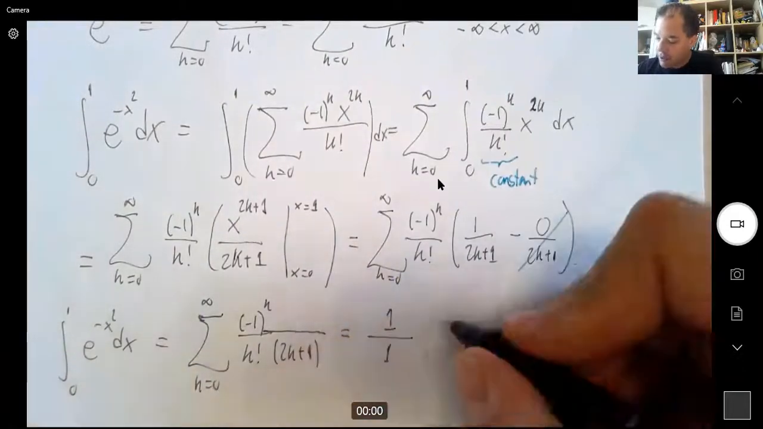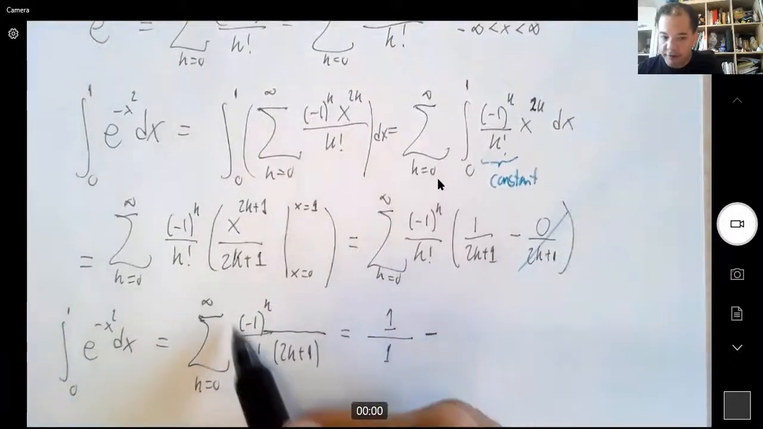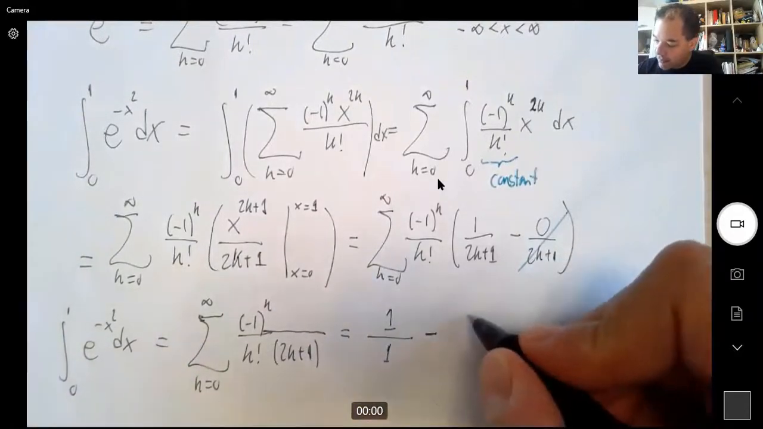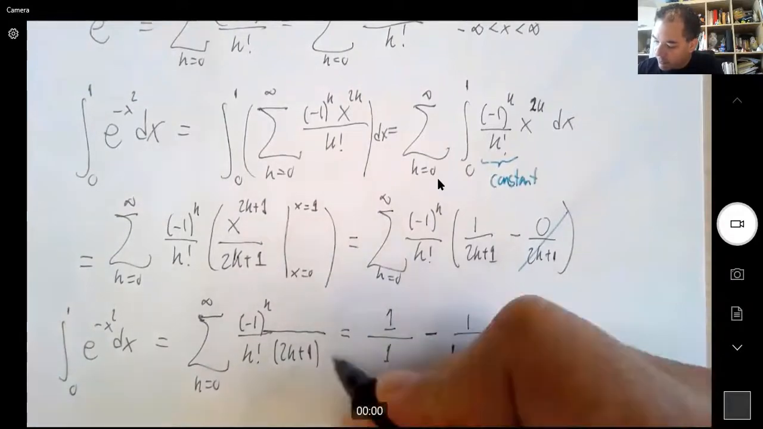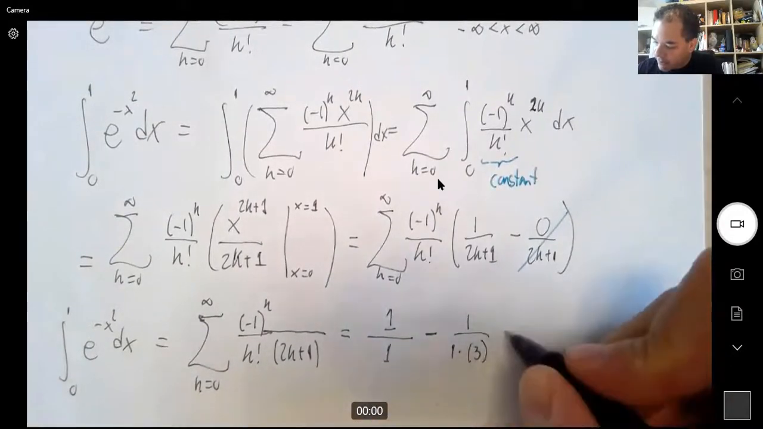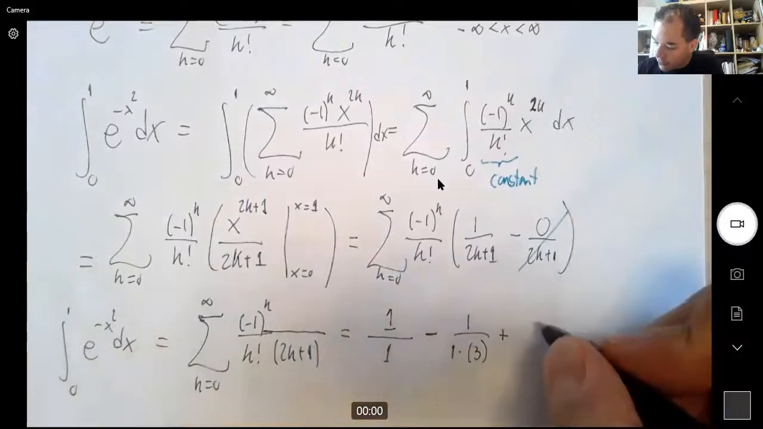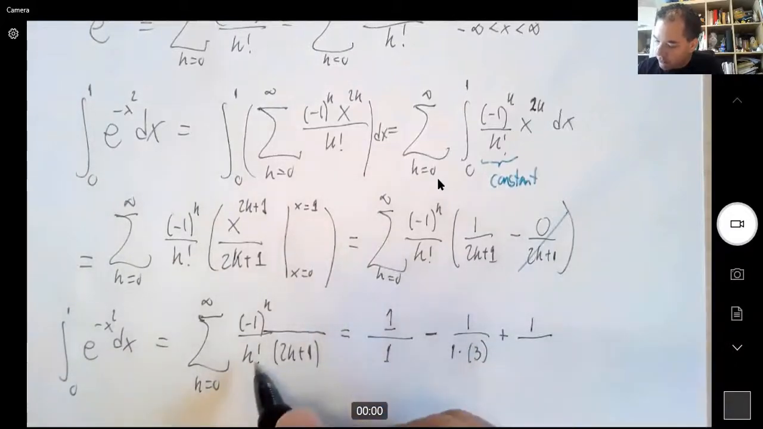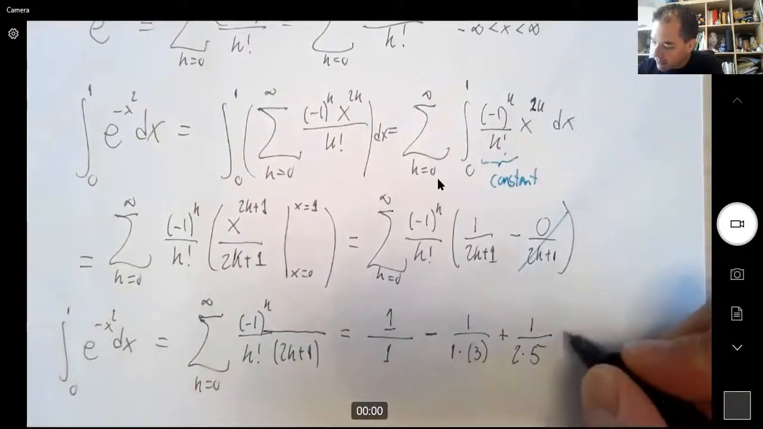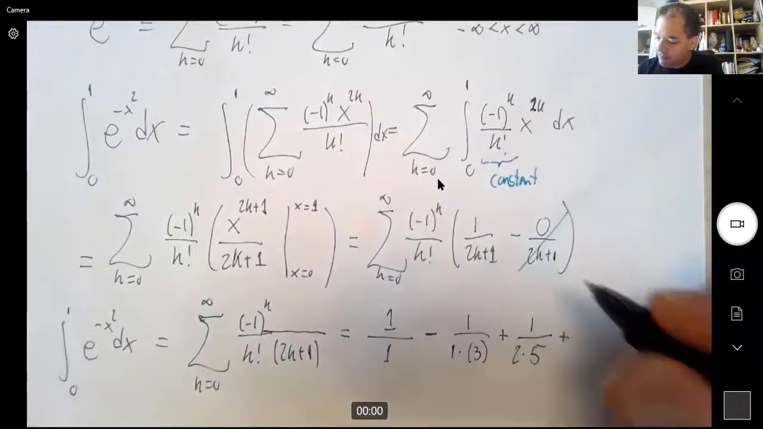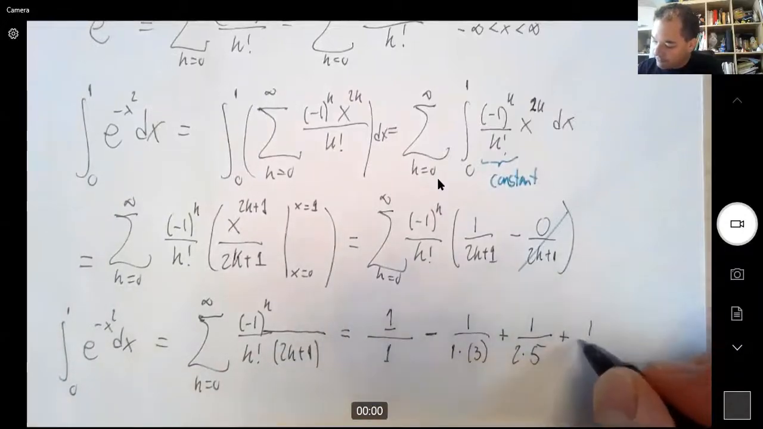Then k is 1, it will be minus, thanks to this -1 to the k. Then is 1 factorial, which is 1. And then 2 times 1 plus 1, that's 3. Next term, it will be positive 1. Then 2 factorial, that's 2. And then 2 times 2 plus 1, that's 5. So 2 times 5.